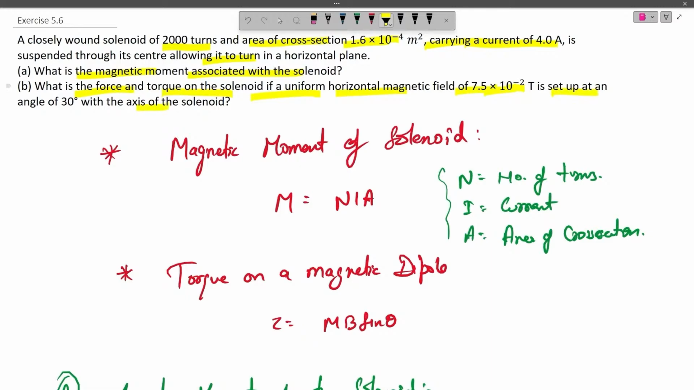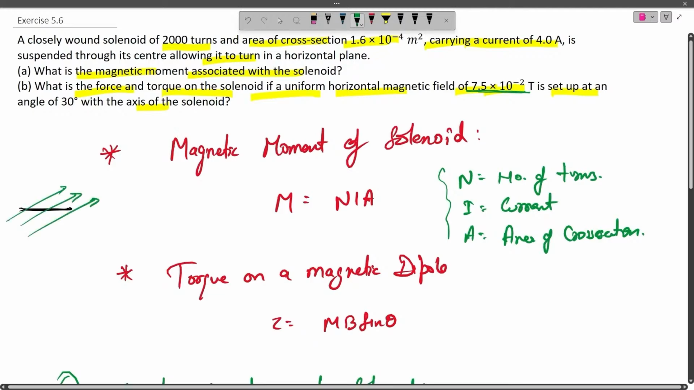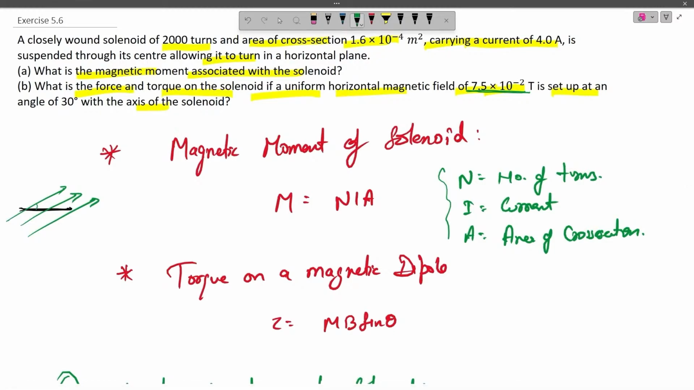So there is a solenoid, and that is hanging. We can assume from the top view that this is the solenoid, and a uniform magnetic field of magnitude 7.5 times 10 to the power minus 2 Tesla is set up at an angle of 30 degrees. The angle between the solenoid axis and the magnetic field is 30 degrees, and we have to find the magnetic moment associated with the solenoid.